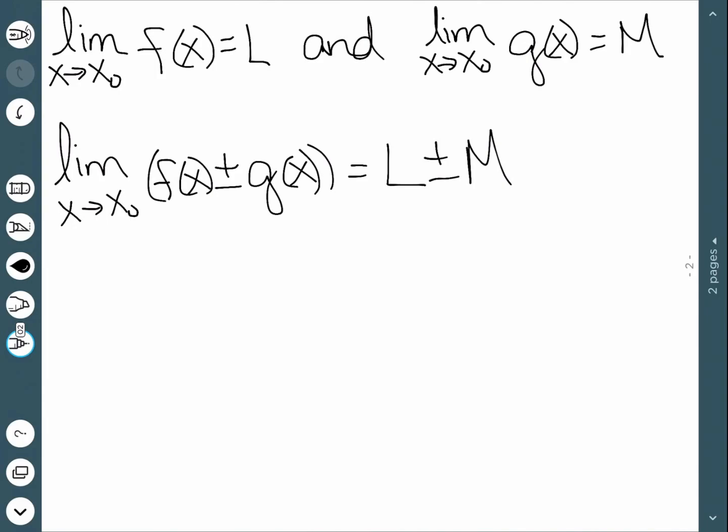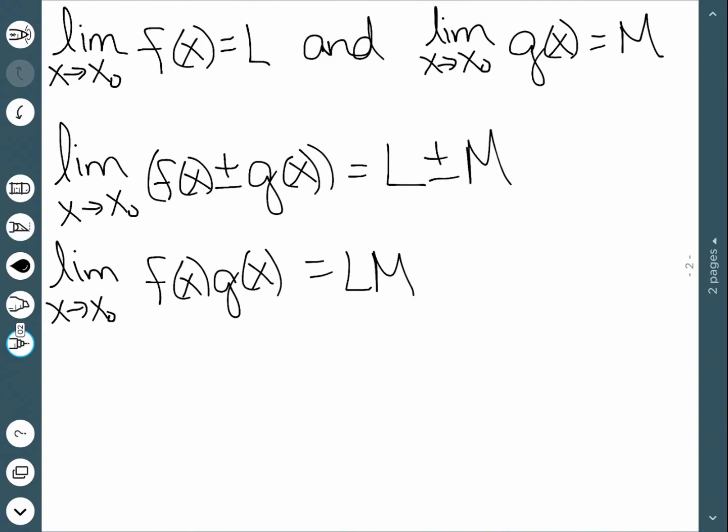Essentially what this says is I can break these limits up over addition. I can find the limit of f of x and then the limit of g of x and then do any of my addition or subtraction depending on what the problem calls for. This next one states that I can break it up over multiplication. So if I need the limit of f of x times g of x, I could find the limit of f and the limit of g and then multiply.